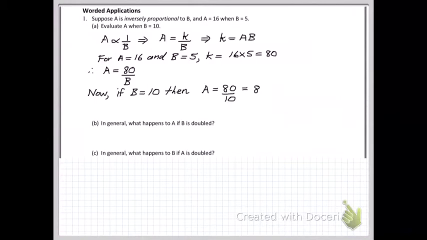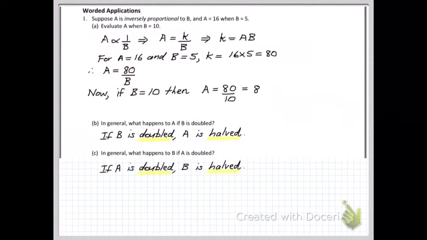In general, what happens to A if B is doubled? Well, remember, as one goes up, the other goes down in proportion. So if B is doubled, then A must be halved. And if A is doubled, then B must be halved.